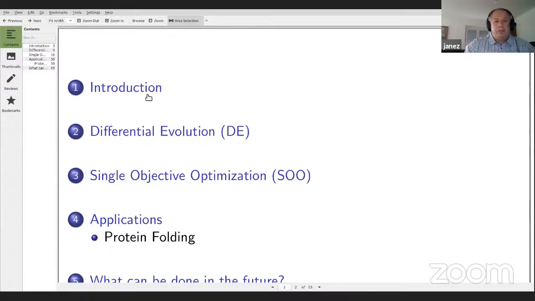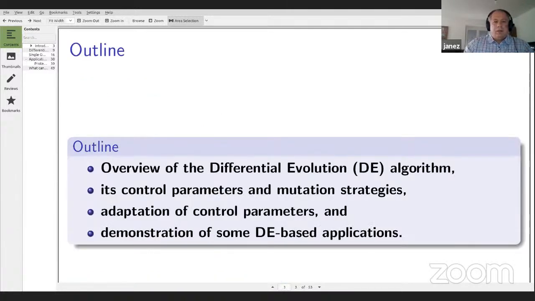After the introduction of the DE, differential evolution algorithm, I will talk about single-objective optimization, which may be the easiest one, but not always. After that, I'll focus on some applications we are doing in our lab where we use differential evolution. The outline is focused on parameter control in the differential evolution algorithm. It's also regarding mutation strategies. We know that there are more strategies, and self-adaptation of control parameters may increase the performance of an algorithm, not only DE, but every evolutionary algorithm or nature-inspired algorithm in a wider sense, or particle swarm optimization and so on. And as I mentioned, at the end I'll show you some applications.